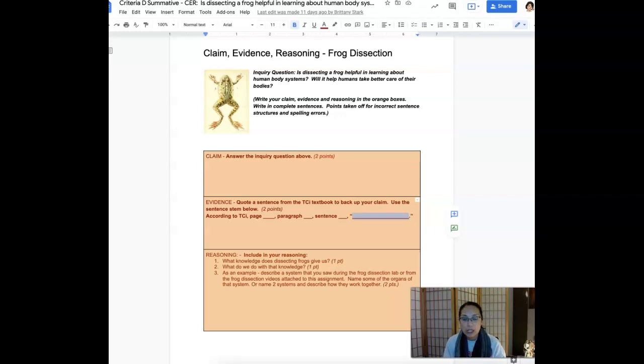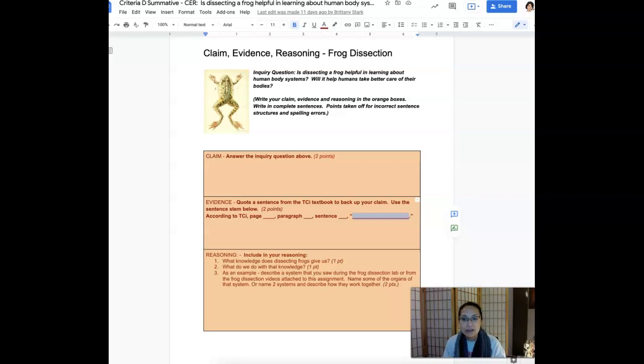And then what do we do with that knowledge? That knowledge would help us figure out how to take better care of our own body systems, knowing the general location of certain systems. Like we know where the heart is, we would know where the lungs are. It just makes us more aware of how these organs are located inside of humans.